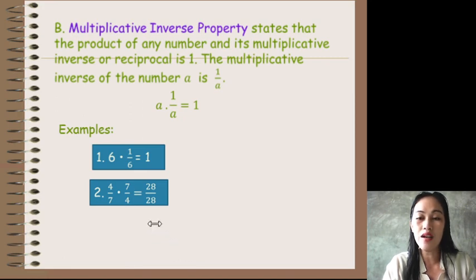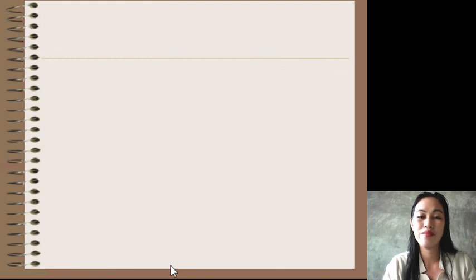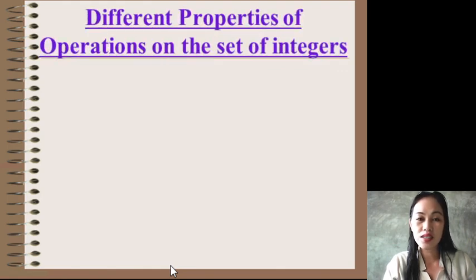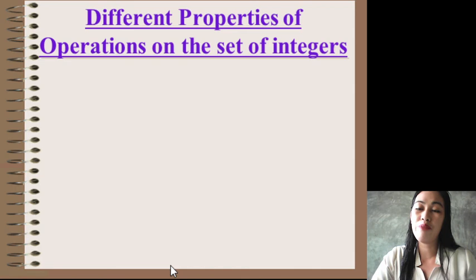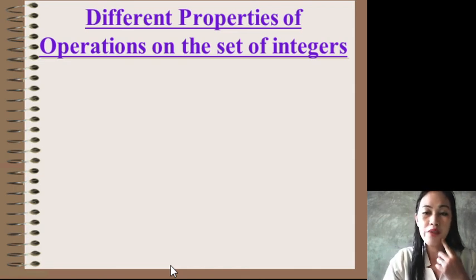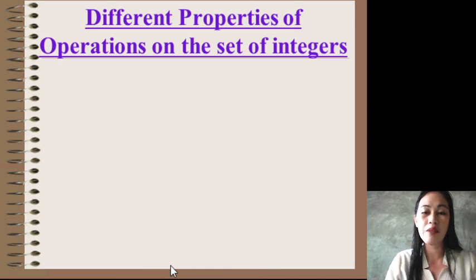Next example, 4 over 7 times 7 over 4 is equal to 28 over 28. 28 over 28 is also equal to 1. Okay, so that were the different properties of operations on the set of integers. So let's recall now the different properties of operations on the set of integers.